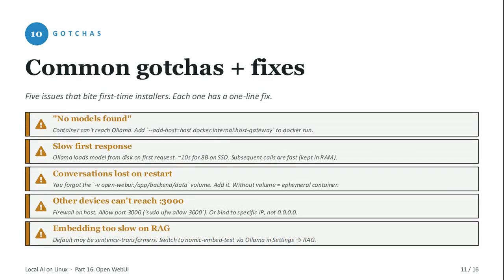Before we wrap the build phase, let's save you a few hours of debugging. 5 things bite almost everyone the first time. If the UI says no models found, the container can't see Ollama. Add host.docker.internal as a host gateway. First response feels sluggish? That's just the model loading from disk. It's snappy after that. Lost your chats on restart? That means you skipped the data volume.